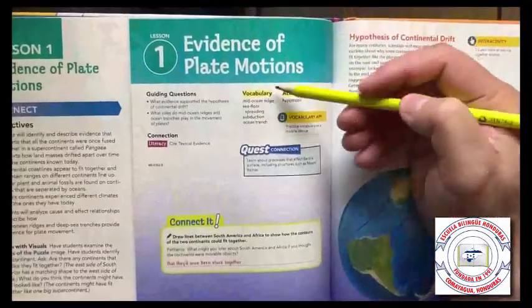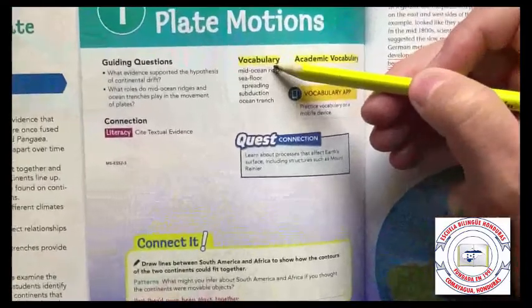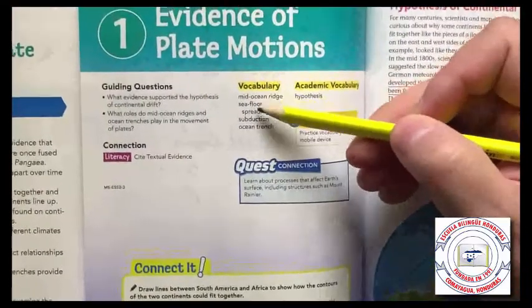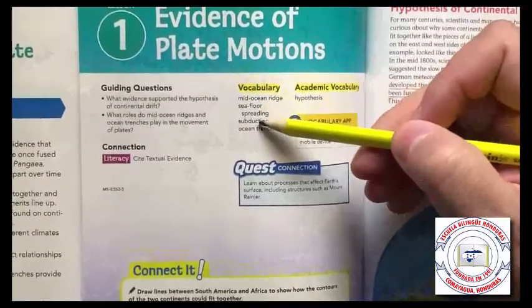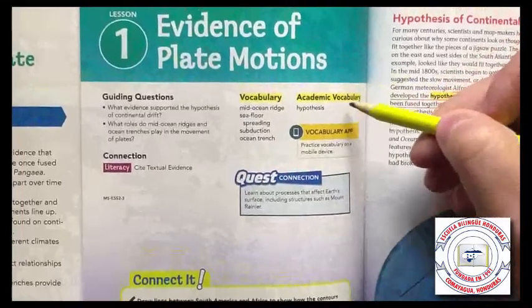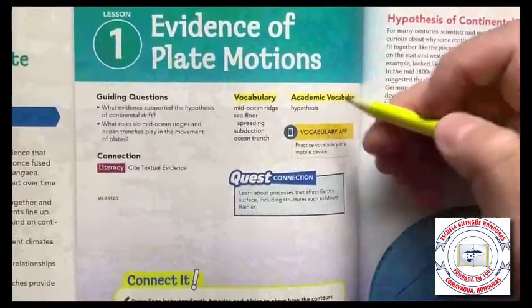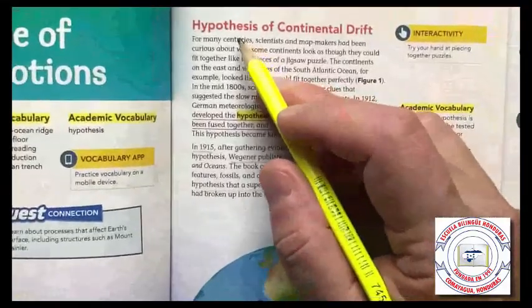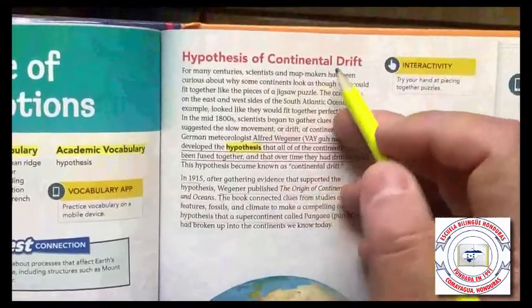In the beginning of the lesson we have a vocabulary. In this case you have different words. You have 4 words, and you have one academic vocabulary, in this case, hypothesis. Next page, we're gonna talk about the hypothesis of continental drift.